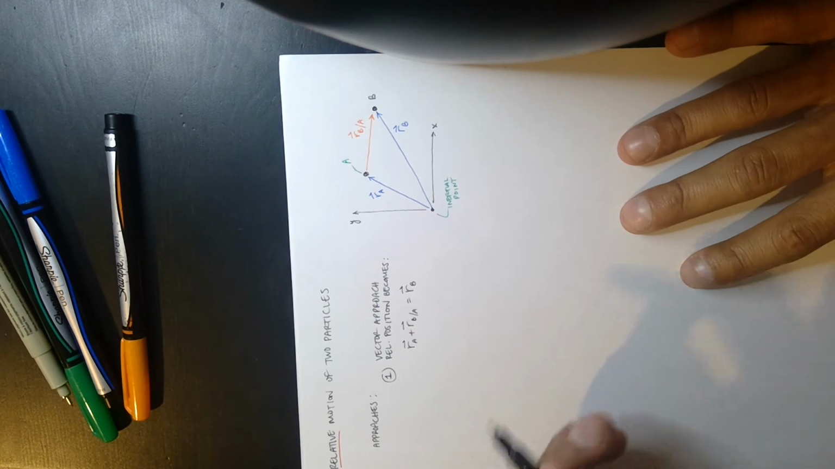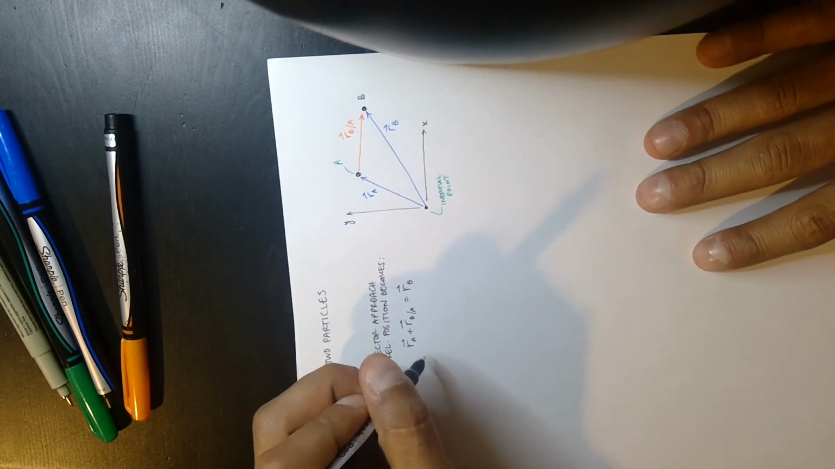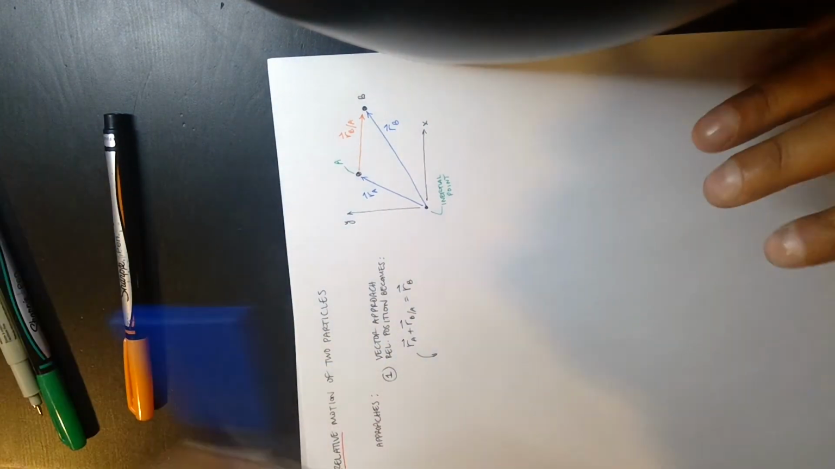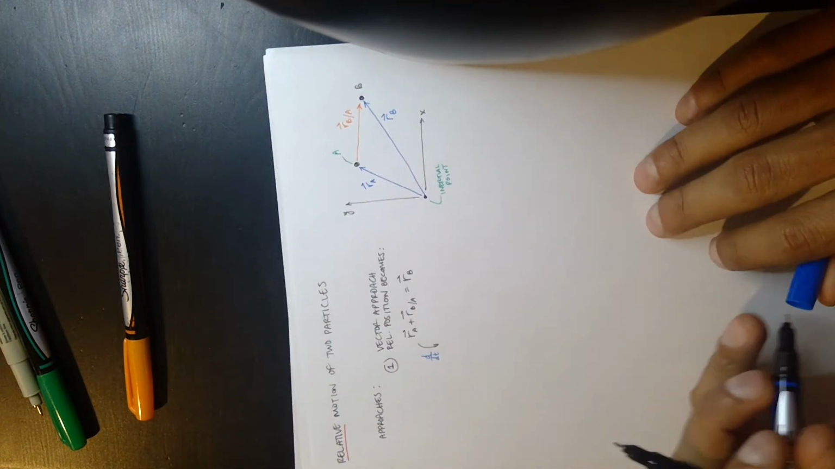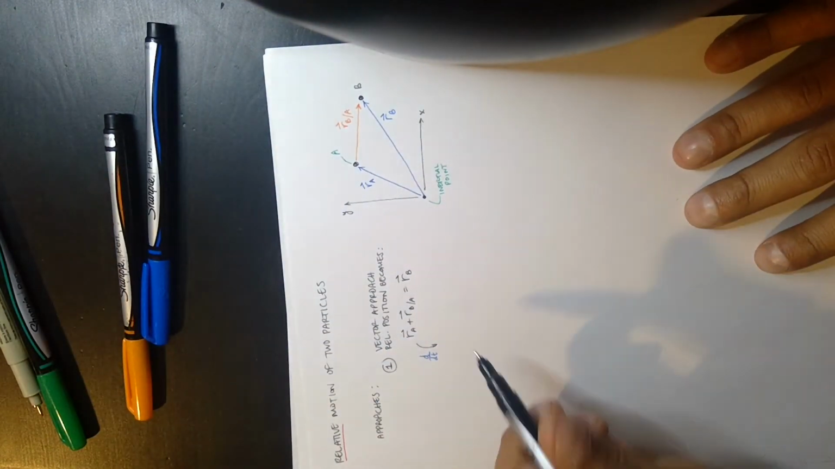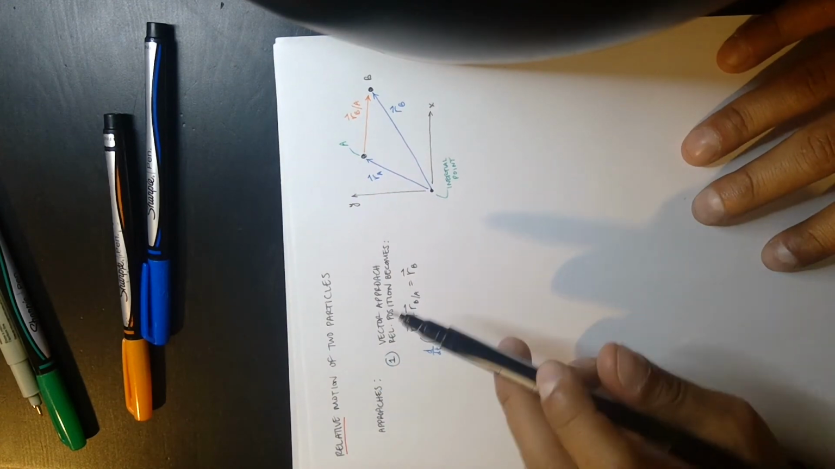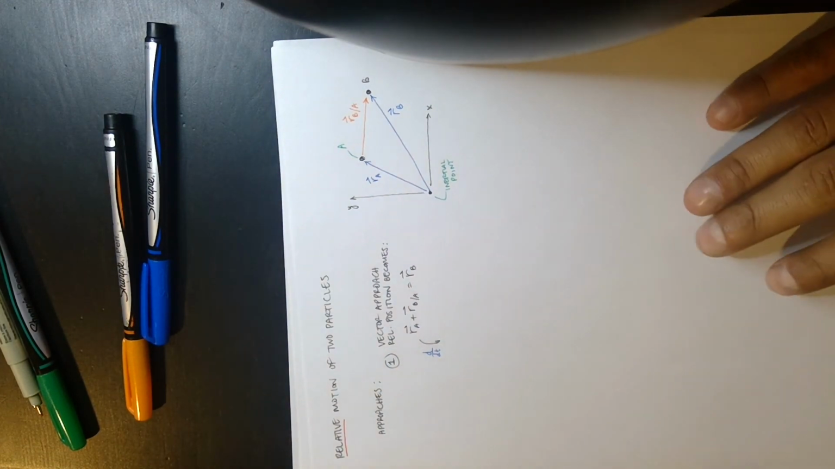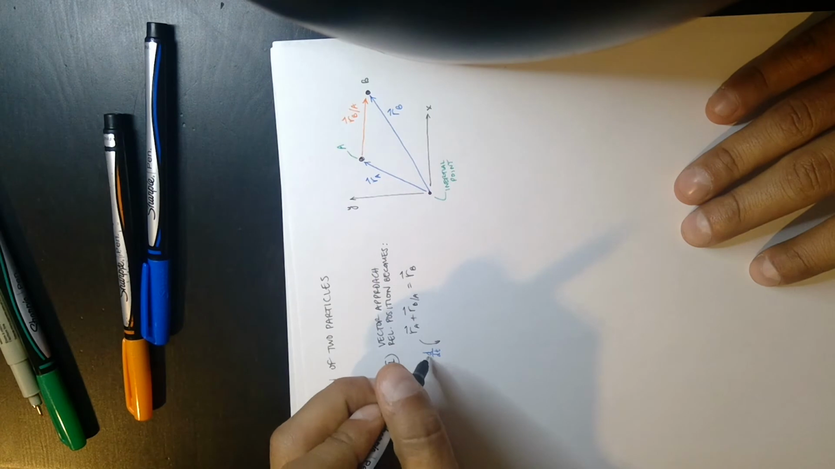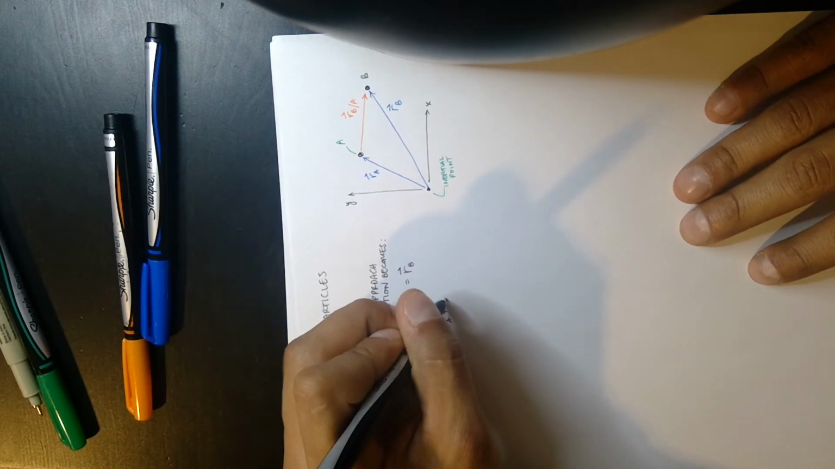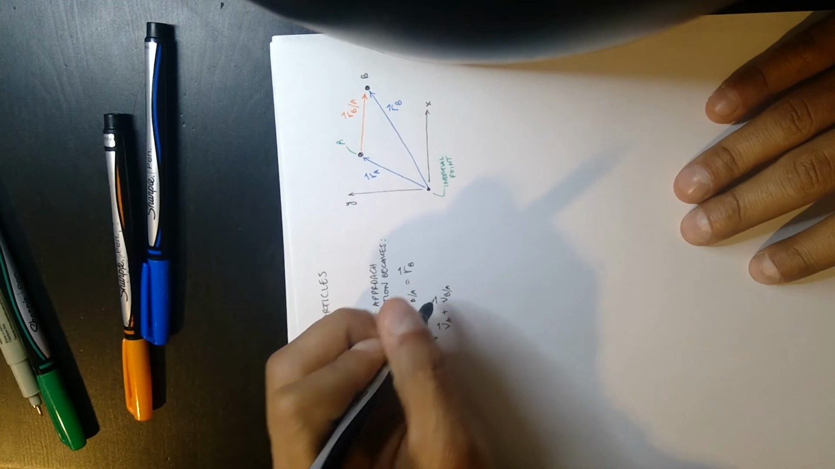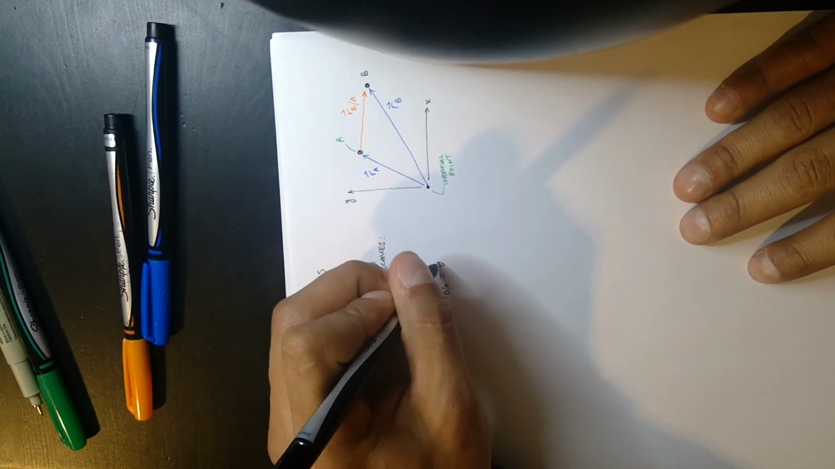And if we differentiate this with respect to time, then we can form an equation that relates the relative motion of these two particles. So differentiating with respect to time, this becomes VA plus the velocity of B with respect to A, equal to the velocity of B.